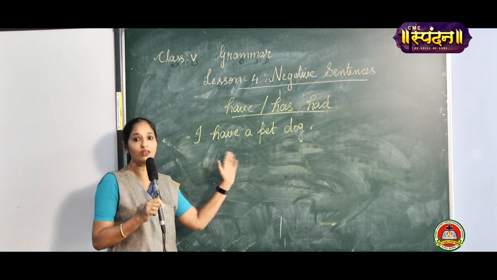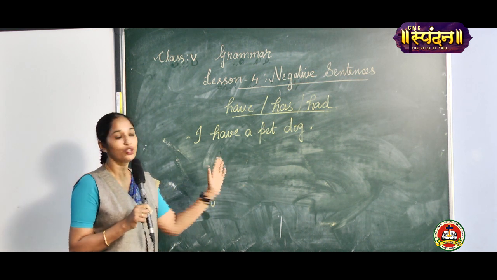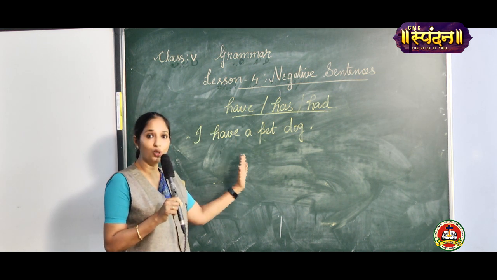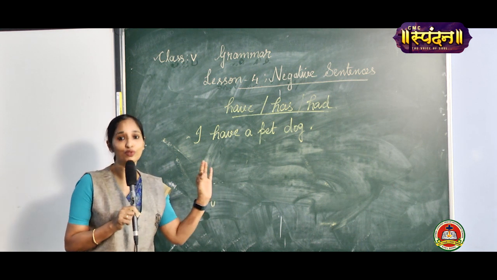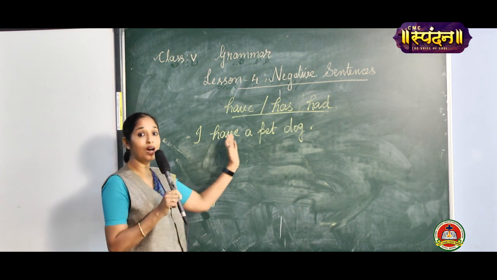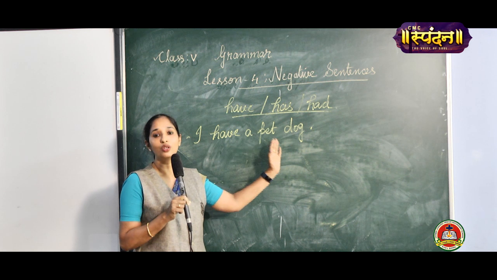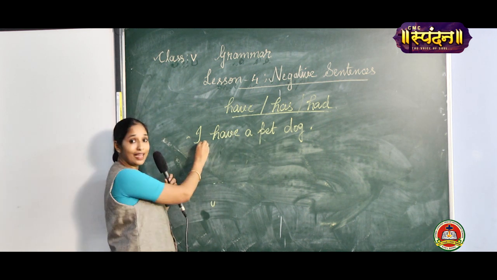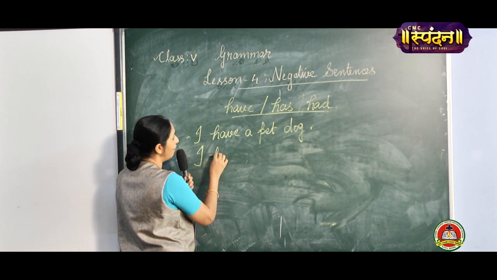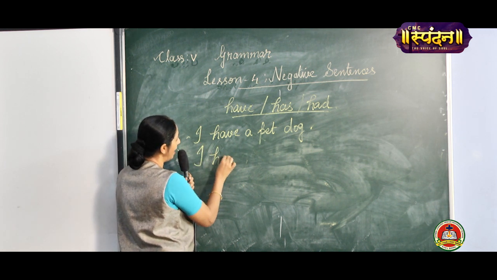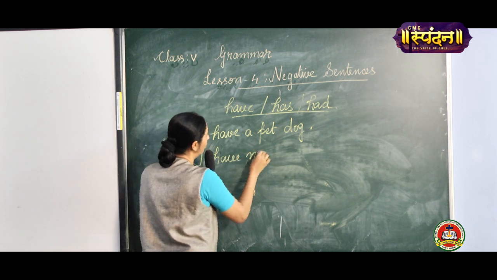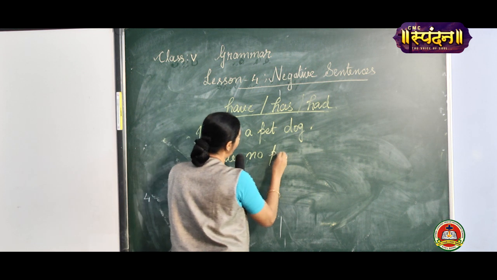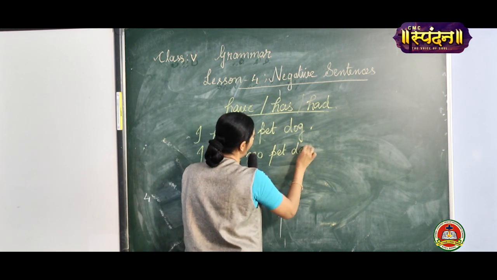So when you come across sentences like this, to form the negative sentence, you have to use no. You are not supposed to use not. Here we are going to use the word no to form the negative sentence. So let me write the negative form. I have a pet dog. I have no pet dog.